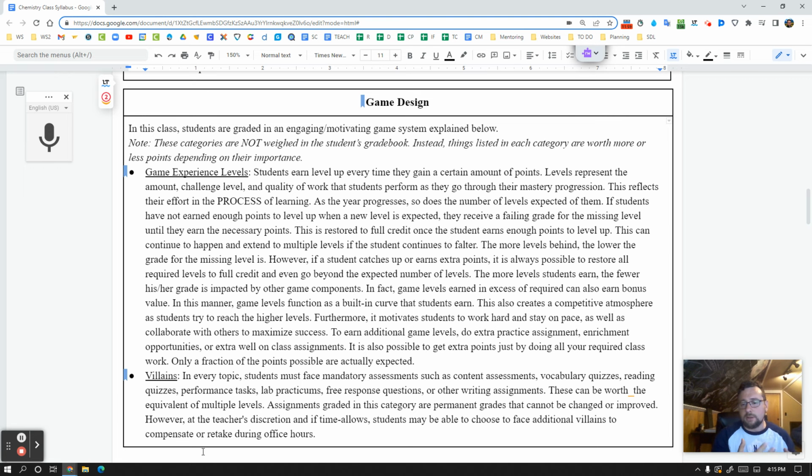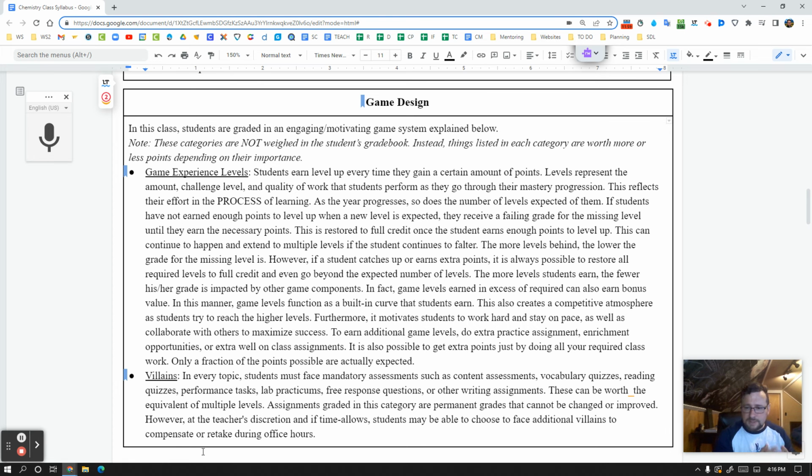This also helps create a competitive atmosphere where students try to get to higher levels, and sometimes I'll even make teams and motivate students by doing that. But it's also all about individual effort at the end of the day. Teams is just supposed to be a motivating bonus. And remember, it's also possible to get extra points by doing additional work that's not required in class.